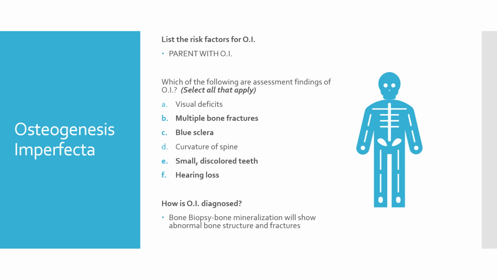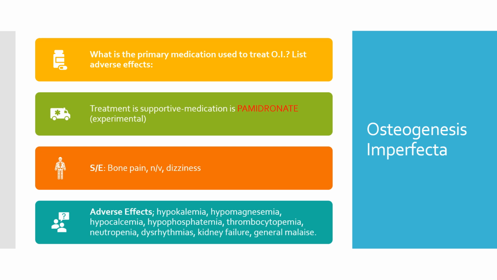And also, how is OI diagnosed? So the only way to diagnose it is a bone biopsy. We're looking at the bone mineralization, which will show the abnormal bone structure and fractures. You saw the abnormal bone structure on the first slide, so you can refer back to that to see the abnormal bone structure.